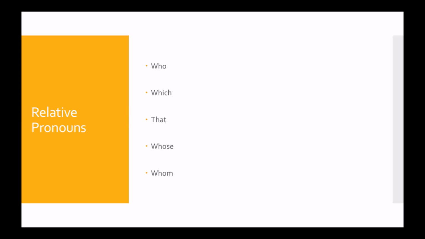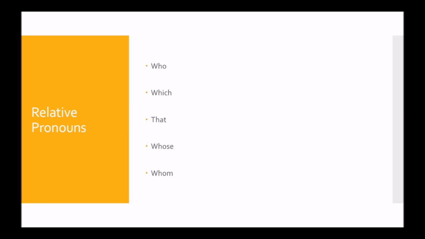Then we have which, which is used for animals and things. It can be restrictive and non-restrictive. Then we have that. That is used for people, animals, and things. It's more used informally. It's restrictive also.